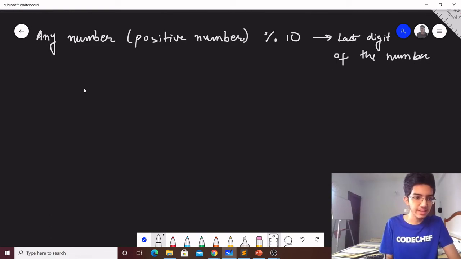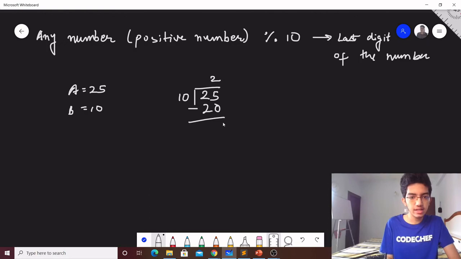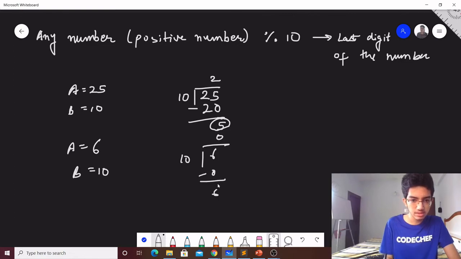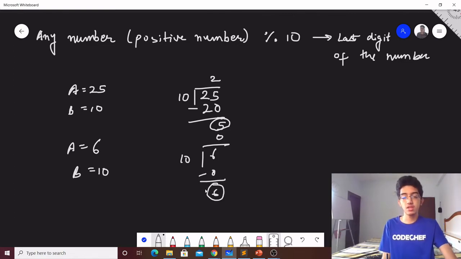Some few examples could be like, take A as 25 and B as 10. Then 25 divided by 10, here it's 2, 20 and 5. The remainder is 5. Say the value of A was 6 and we have B as 10. Then 6 by 10 is 0, 0, 6, and the remainder is 6. So now we know how to extract the last digit.